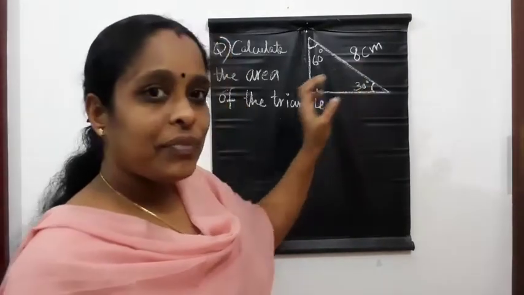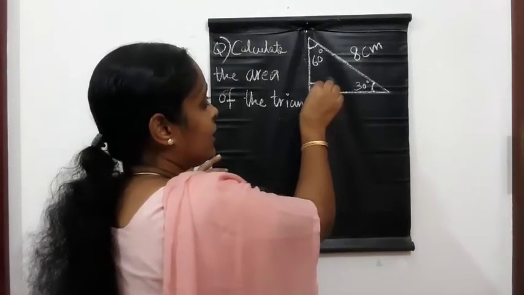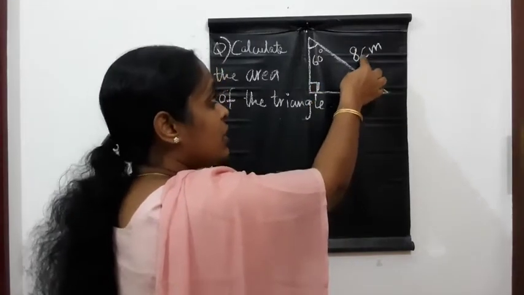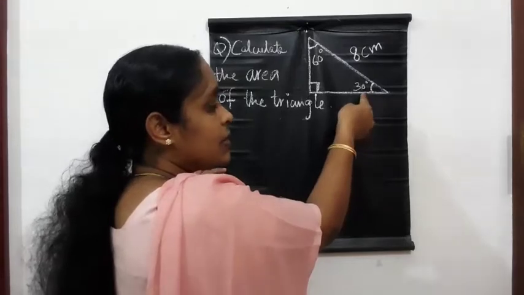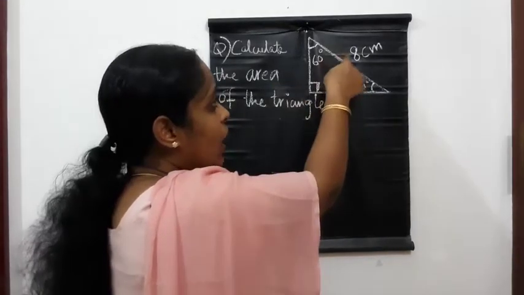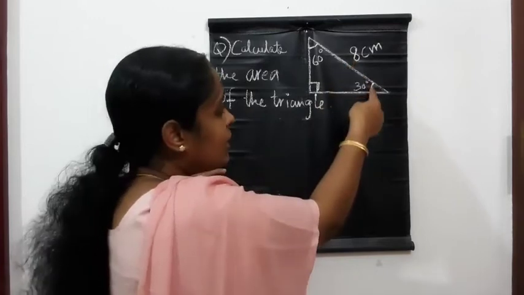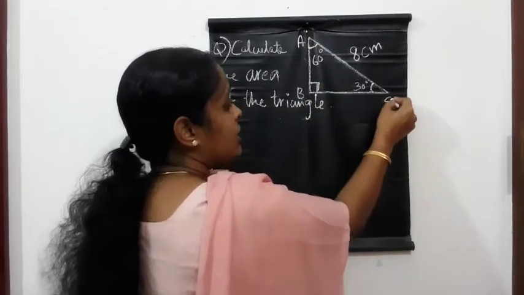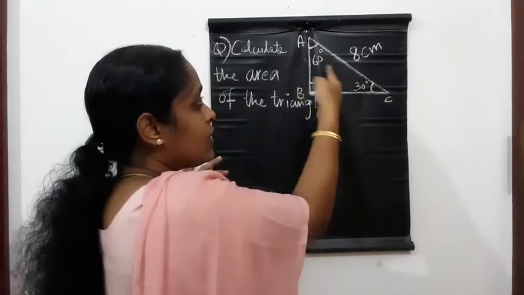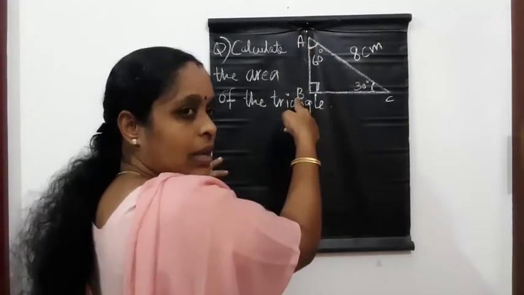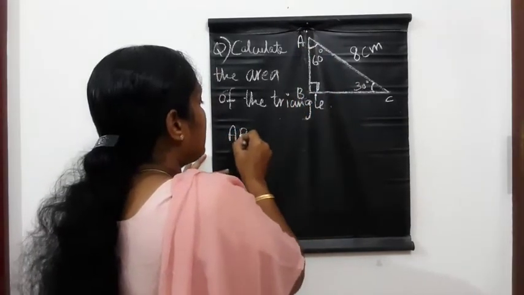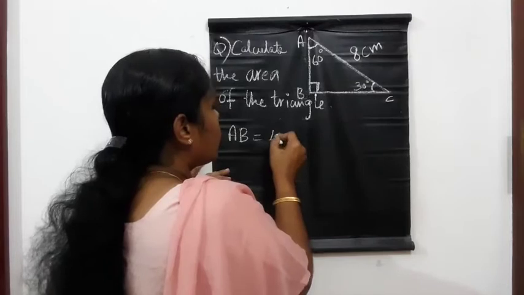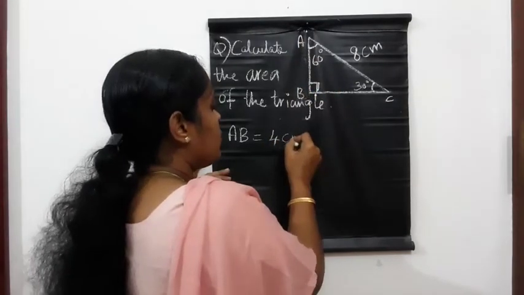And I told you that if the length of the side opposite to 90 degree is 8 centimeter, we can say that the length of the side opposite to 30 degree is half of that length. Here I am giving the name of this triangle as ABC, and here the length of the side opposite to 30 degree is AB. So we can write AB is equal to half of 8, that is 8 by 2, that is 4 centimeter. Here AB is 4 centimeter.